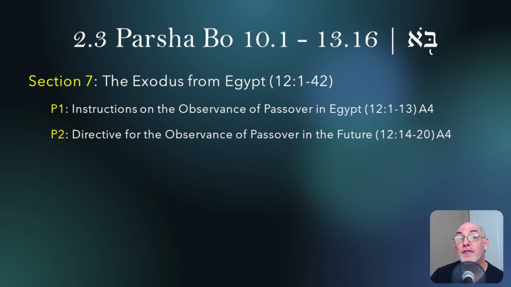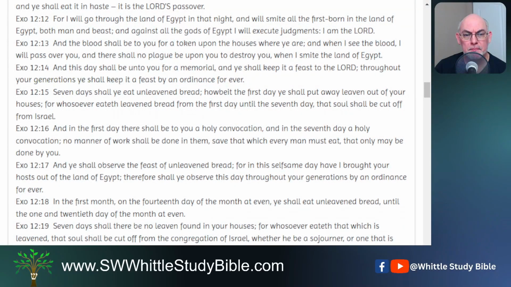Okay? So paragraph 2 starts in the very next verse, but it is a directive for the observance of Passover in the future. So the train of thought kind of breaks here a little bit. They're in Egypt, and God is now giving instructions on how to keep the Passover in the future. So let's look at that. That's chapter 12, verses 14 through 20. So just a few small verses. And that too is in Aliyah 4. We'll go ahead and look at that.